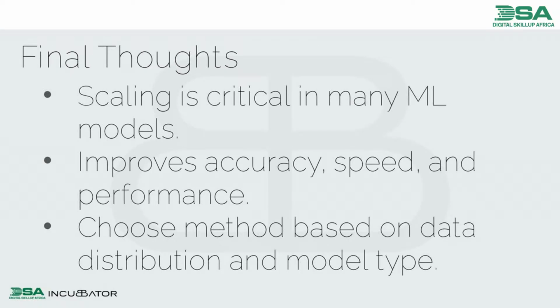The final thought: scaling is critical in many ML models. It helps you to improve accuracy, speed, and performance. Then you have to choose your method based on the data distribution and your model type. So those are things I'll be looking at. When we are picking our works, if you are doing a regression analysis, I'll see the model you are using. If you are doing a classification analysis, I'll see the kind of model you are using. So these are things that will matter a lot, that we need to pay attention to. In the next 2 minutes, we'll go for a break, then we'll come back.